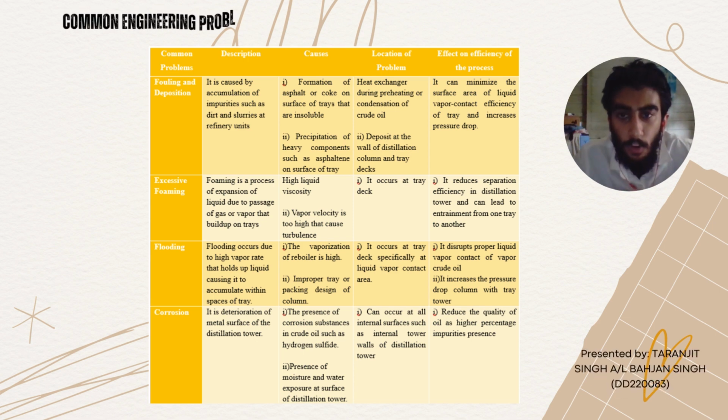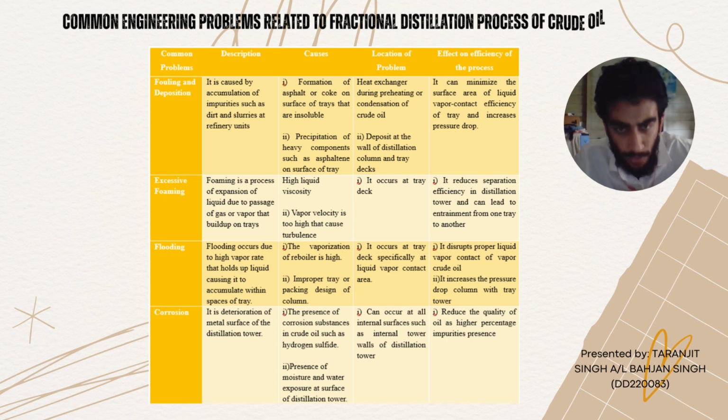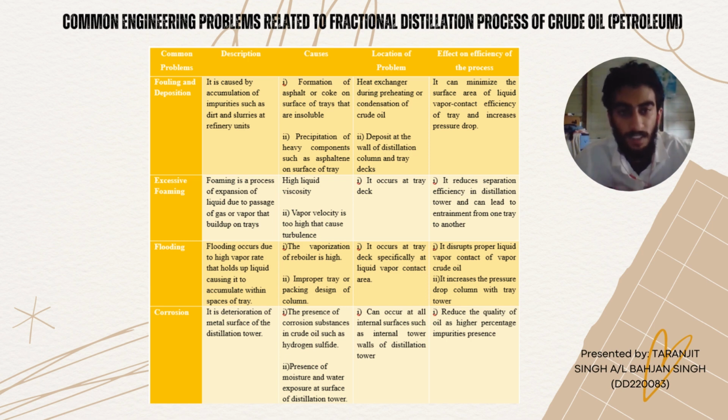Next, we move on to the common engineering problems related to the fractional distillation process of crude oil petroleum. There are four major problems that we can see in the fractional distillation process on a daily basis, which are fouling and deposition, excessive foaming, flooding, and corrosion. So firstly, we go into fouling and deposition.